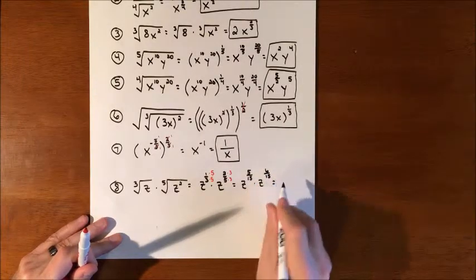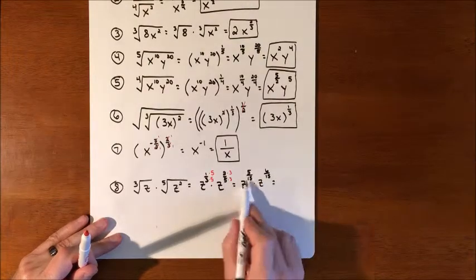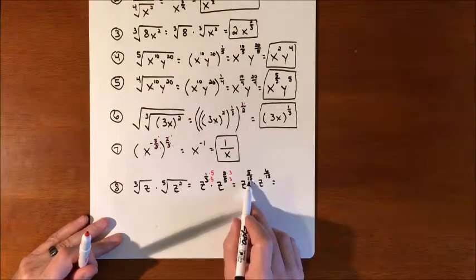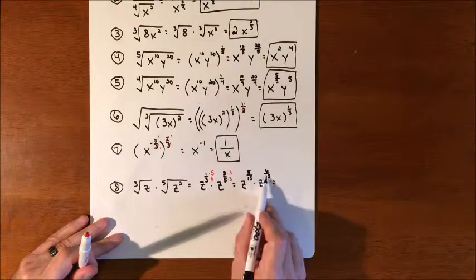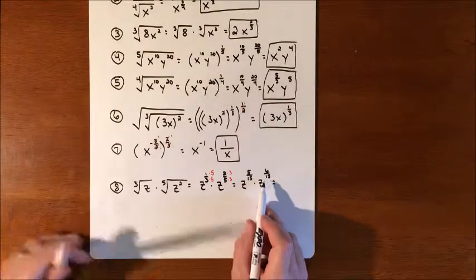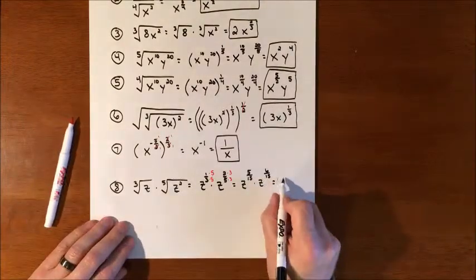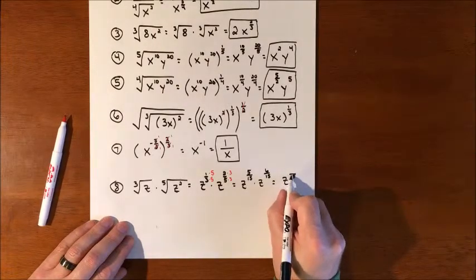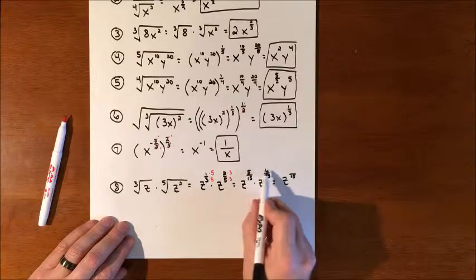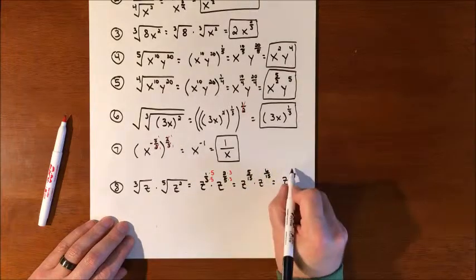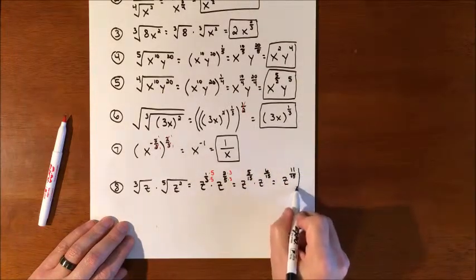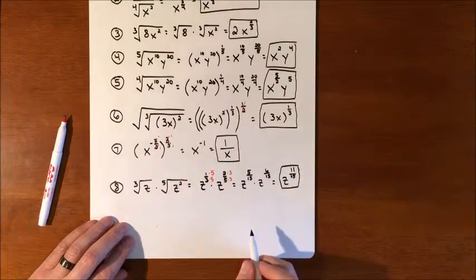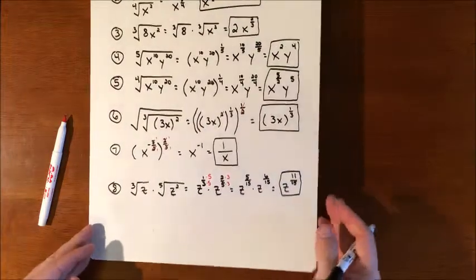And now, with a little bit of manipulation, we're able to add the exponents together. But because we had fractions, we have to do that extra step of finding common denominators. So now we have z, denominator is 15, and we're able to add these numerators together. So that becomes 11. All right, so we have a couple more to do.